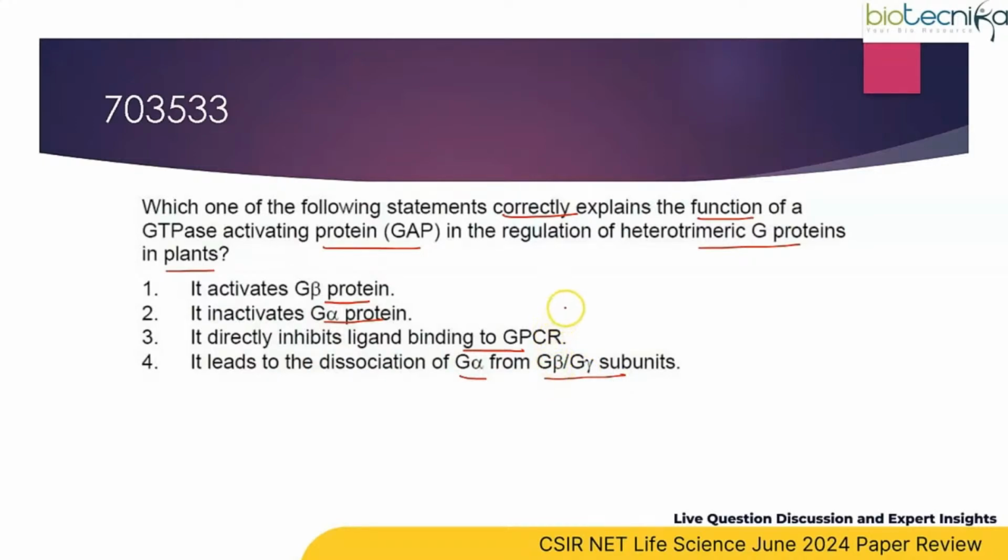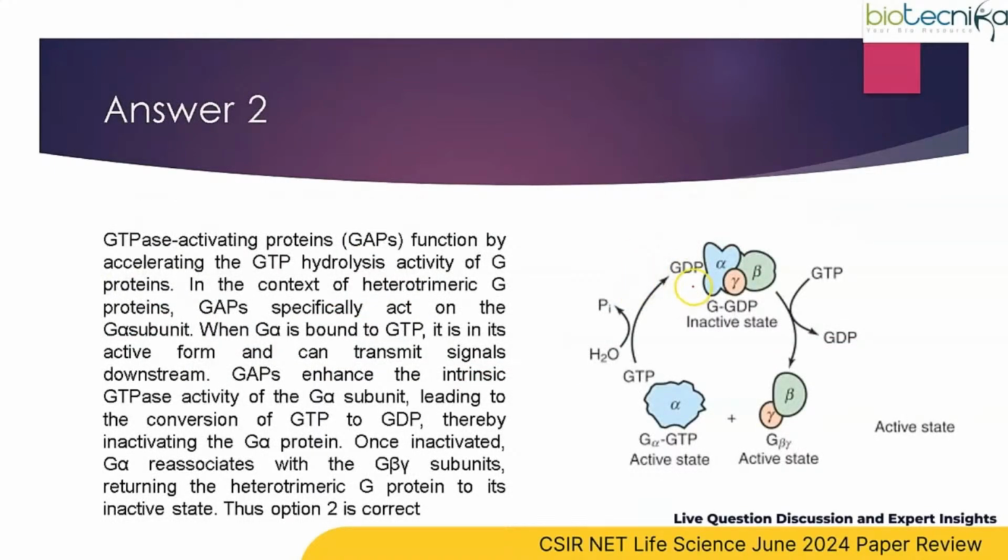Can anybody try? Okay, so let us see the answer for this question. What the GTPase activating protein correctly does in regulating heterotrimeric G proteins in plants is that it inactivates the G alpha protein. Let us see more in detail. GTPase activating proteins function by accelerating the GTP hydrolysis activity of G proteins. This G protein has various subunits: G alpha, gamma, beta. In the context of heterotrimeric G proteins, GAPs specifically act on the G alpha subunit.